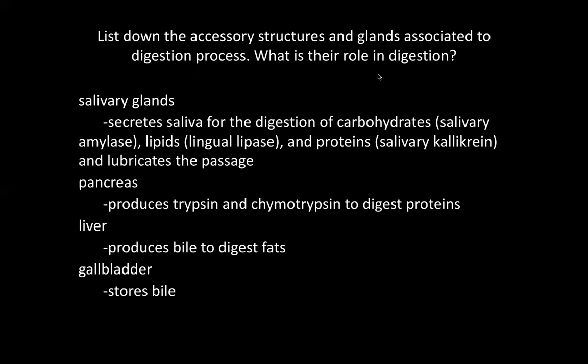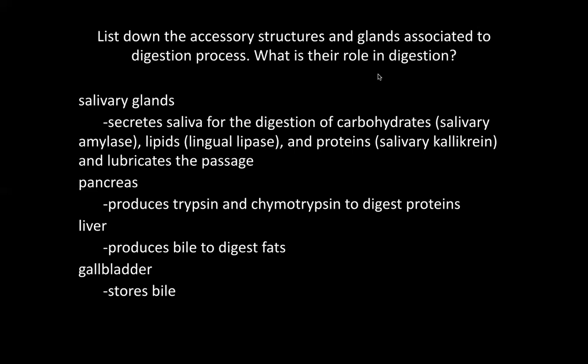Now, you were then asked to list down the accessory structures and glands associated with the digestion process and to indicate their role in digestion. For the salivary glands, they secrete saliva for the digestion of various biomolecules, including carbohydrates, care of the salivary amylase, lipids, care of the lingual lipase, and proteins, care of salivary kallikrein. The saliva also lubricates the passage of food and allows it to move smoothly down the digestive tract.